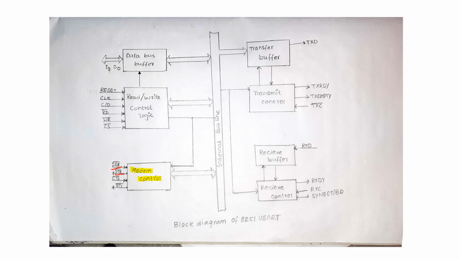The next signal is CTS bar, which means clear to send the data. It is an input signal used for controlling the transmit circuit. The next signal is RTS bar. It is an output signal. RTS means request to send. It is an active signal sent by 8251 indicating it is ready to send the data. The modem control block interacts with 8251 for serial data transmission.